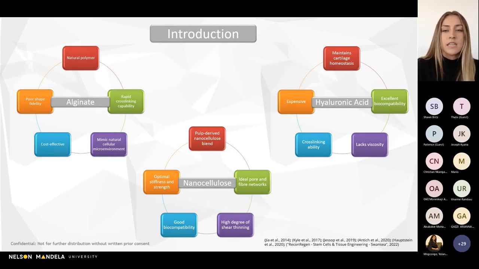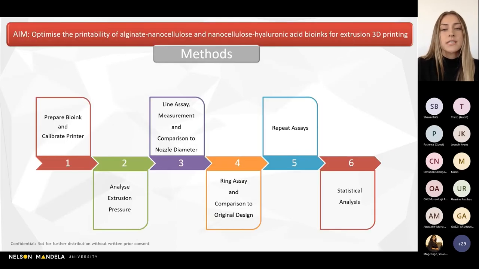Since the limitations of each of these bioinks are counteracted by the strengths of another, blends of these biomaterials would likely form ideal bioinks. Previous studies have investigated the printability of alginate nanocellulose blends, but few have investigated nanocellulose and hyaluronic acid. Therefore, this study aims to optimize and compare the printability of alginate nanocellulose and nanocellulose hyaluronic acid bioink blends for the extrusion 3D printing of cartilage.